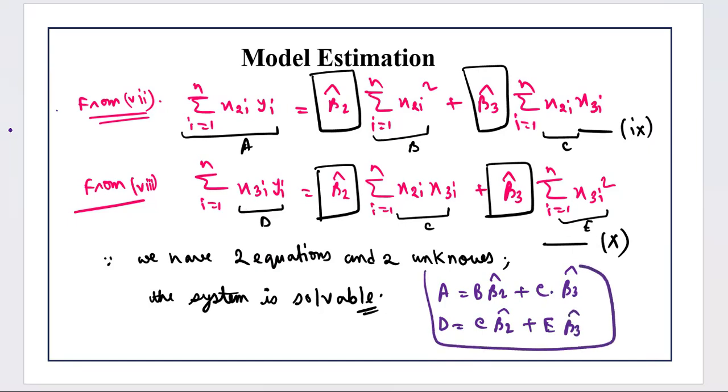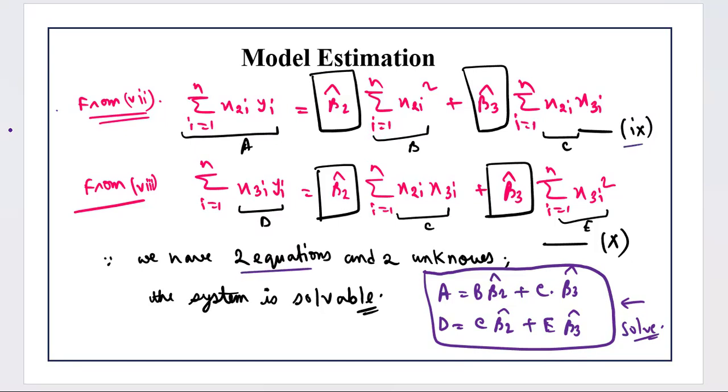Now you can simply solve this system of two equations. Right? If you solve this system of equations, and instead of A, write summation x2i yi, basically you can simplify this by reducing it into this particular format, and then if you solve this system of equations, what will you get? You will get the OLS estimates of beta 2 cap and beta 3 cap. Since I have told you that here you have two equations, 9 and 10, and two unknowns, the system is solvable if you solve this simultaneously. So from 9 and 10, what will we get?